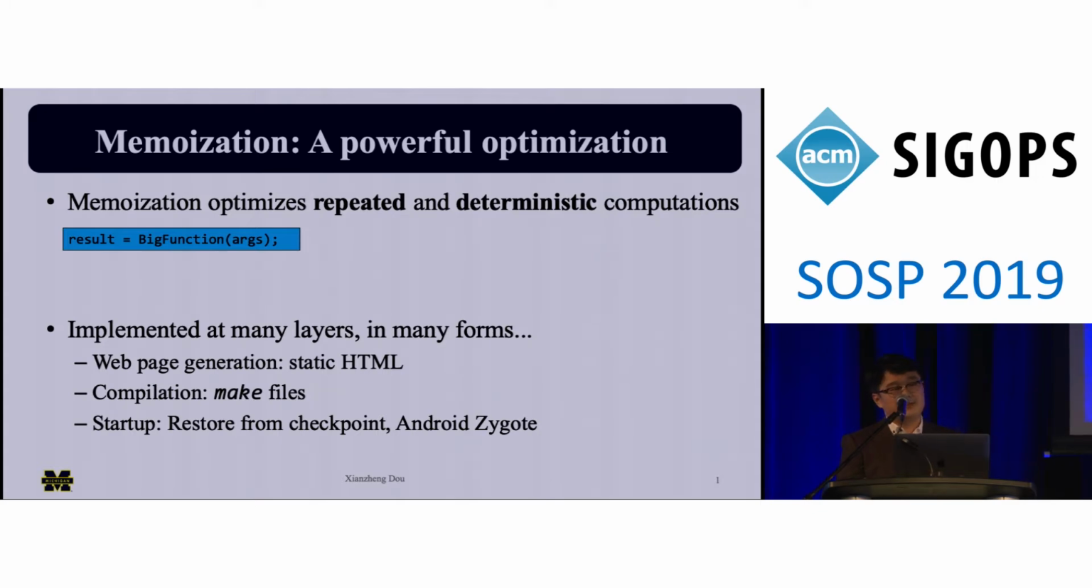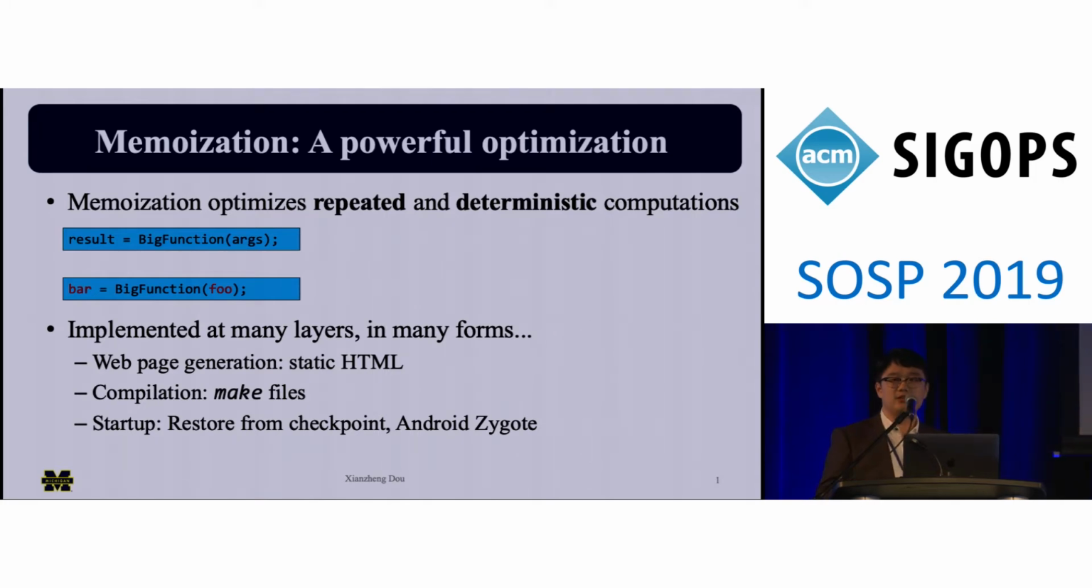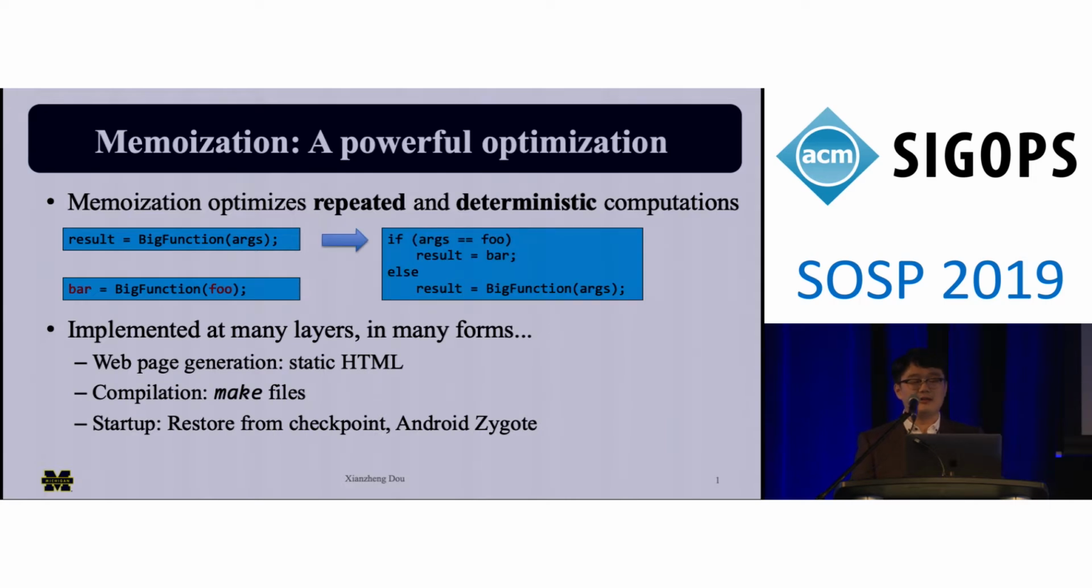For example, if the first instance of your function returns bar if the argument is foo, then for future executions of the same function, you can remember that by returning bar directly without re-executing the function if the argument is still foo. This is useful in many use cases. For example, static web pages, or you can use makefile to avoid recompilation if you don't change your source files.